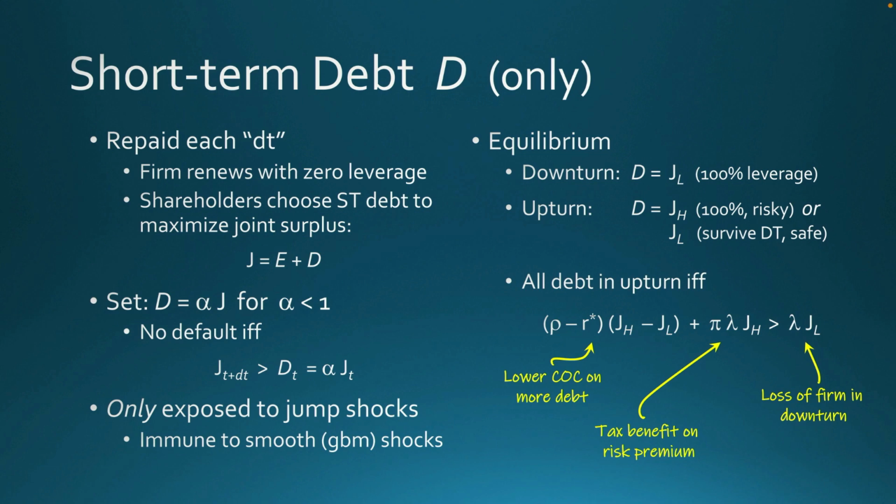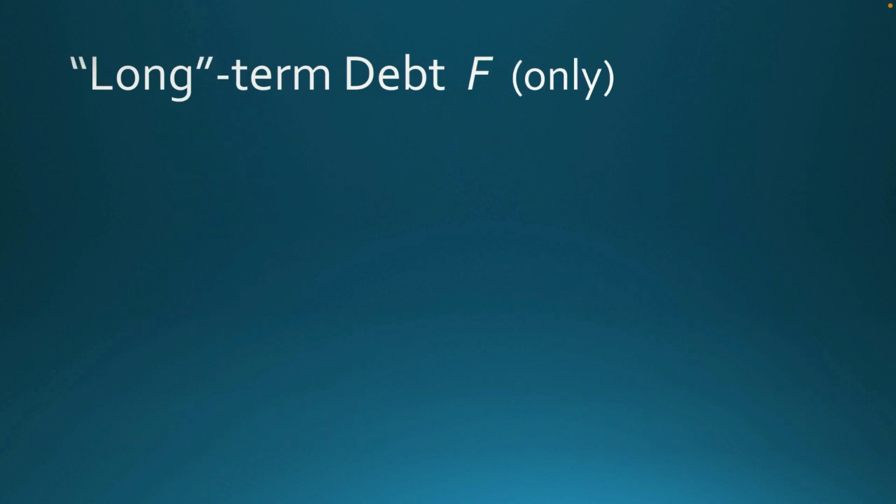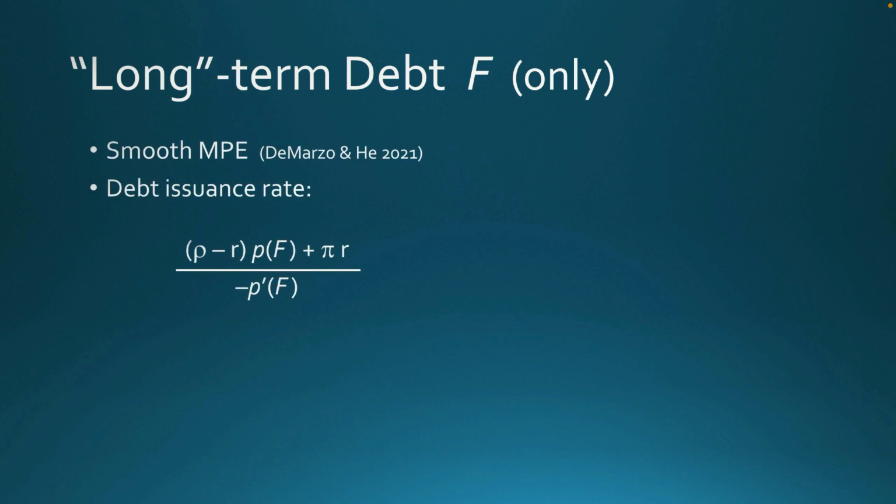Okay, so that's what would happen with only short-term debt. Okay, what about if we just have long-term debt? If we just have long-term debt, we know there's a smooth Markov perfect equilibrium. What is the debt issuance rate going to be in that smooth equilibrium? It's going to be basically, the numerator here is the gains from trade, right? That's that lower cost of capital on the debt that we're issuing, plus the tax shields from the coupon. Pi is the tax rate, R is the coupon rate. And that's going to be normalized by the price impact of our trade in the long-term debt market, and that's going to determine the rate of issuance. This is a standard sort of monopolist issuance problem. Okay.